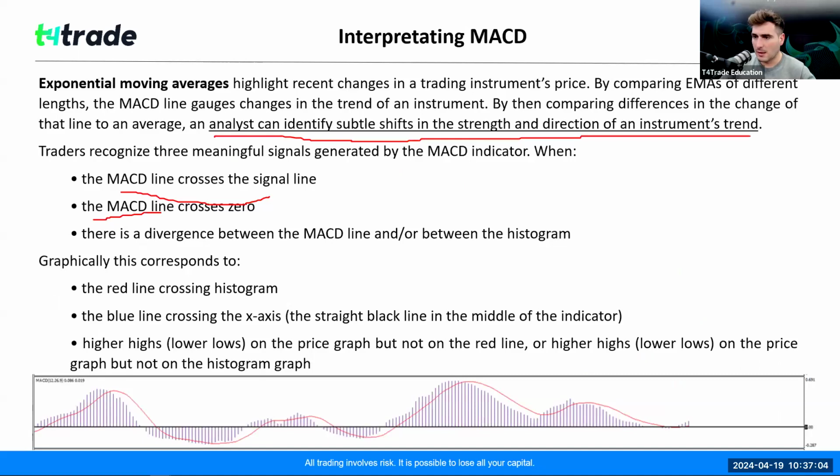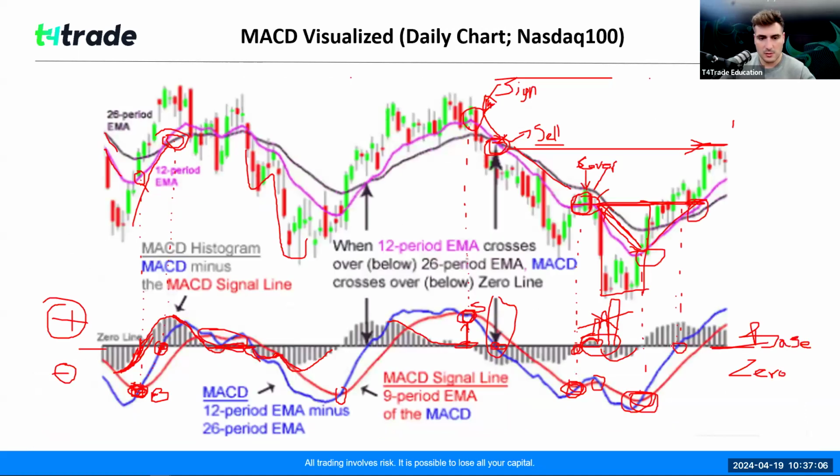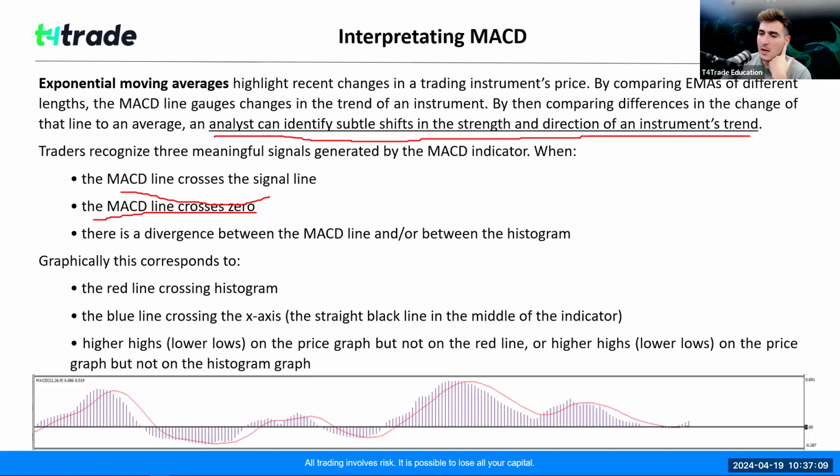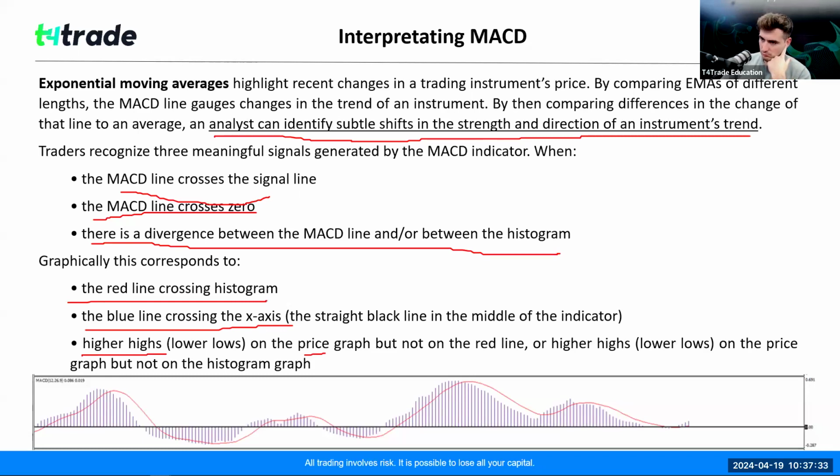Okay, when the MACD line crosses the zero line, which is this signal, and when there is divergence between the MACD line and between the histogram. We're going to discuss that on a live environment. So graphically, this corresponds to the red line crossing the histogram, the blue line crossing the x-axis, and the price action is making higher highs, whereas the histogram creates lower highs, something different in a sense than what the price action does.